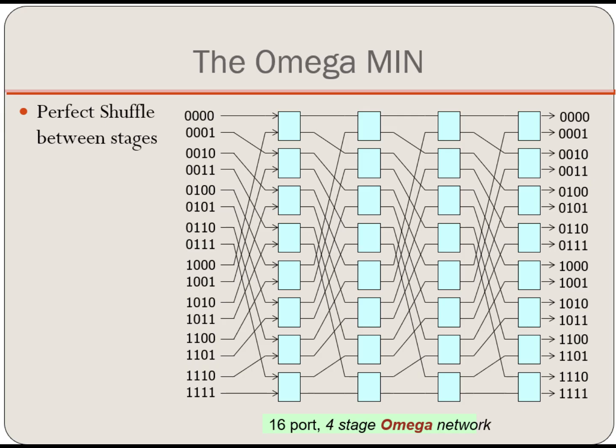For example, a 16-input omega network requires 4 stages, and every stage has 2 by 2 crossbars. Here we use 2 by 2 as our building block. Then this is a perfect shuffle. And of course the last stage is a direct link to the output.